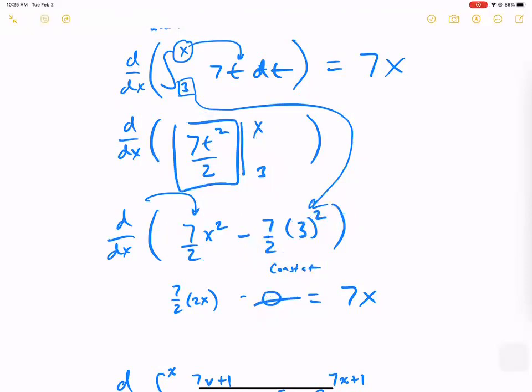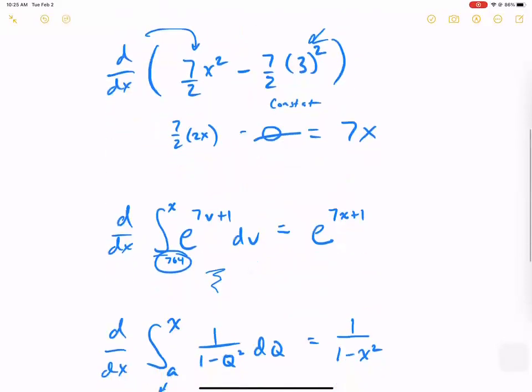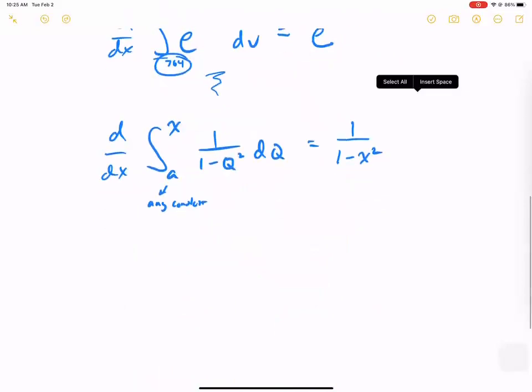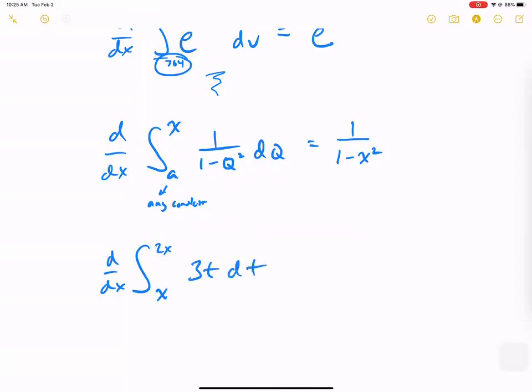Okay. Great. Easy peasy. Now, the next question is, what if I had two variables here? What if I wrote d over dx, the integral from x to 2x, okay, of, let's give ourselves something easy, 3t dt, okay?